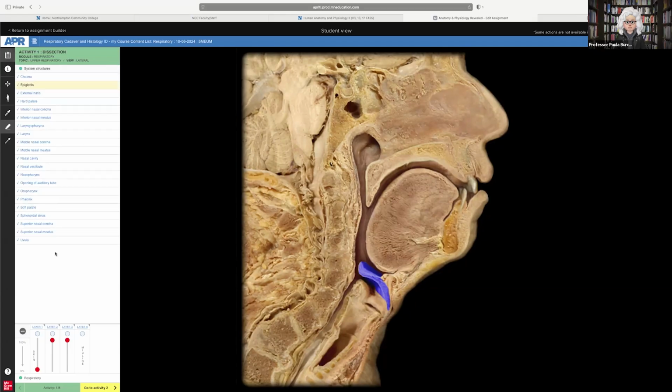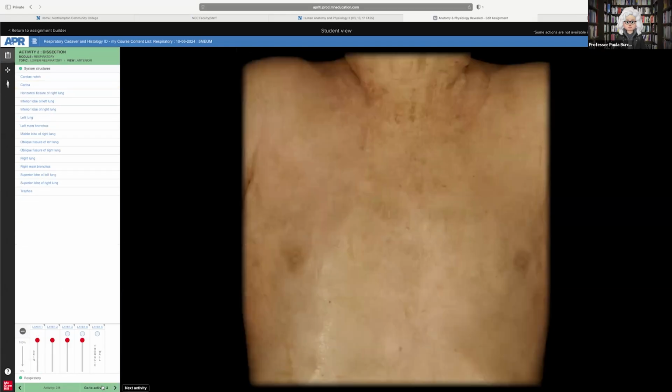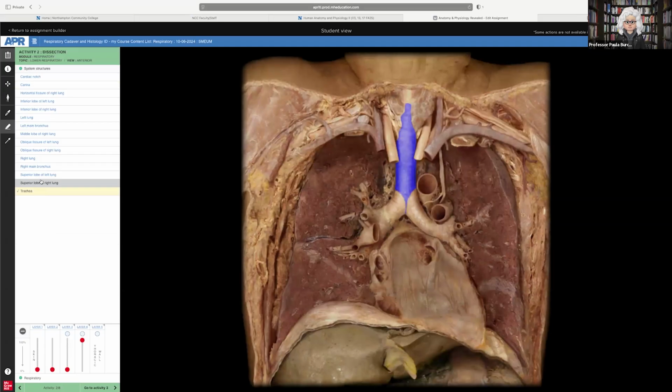I believe that covers everything on this activity. Let's go to the second one. And the second one, we're going to be looking at your lungs. We're going to start with the trachea.